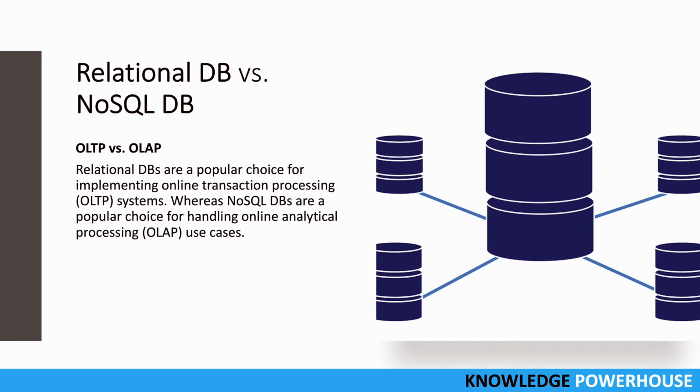The first criteria is OLTP versus OLAP. OLTP is online transaction processing, like if you have financial transactions and you want to record that data. And OLAP is online analytical processing, where you want to generate some reports, dashboards, some analysis. Relational DBs are a popular choice when implementing online transaction processing, because they can make transactions secure and consistent. That way, it's good to record transactions in an OLTP system.